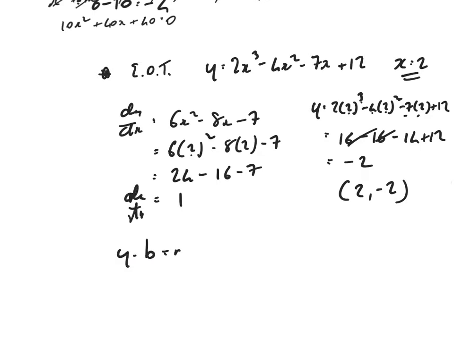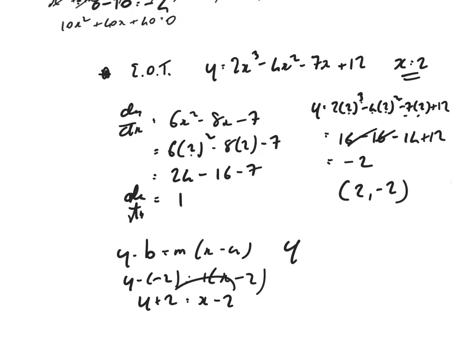y minus b equals m bracket x minus a. That's y minus minus 2 is equal to 1 bracket x minus 2. y plus 2 is equal to x minus 2, and y will be equal to x minus 4. Okay, so that's part A.